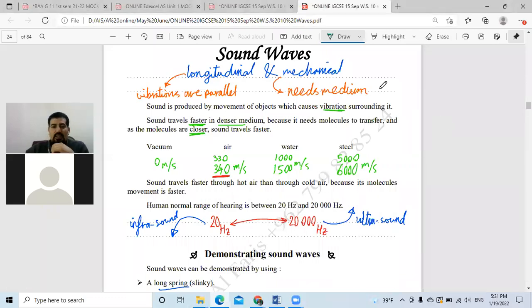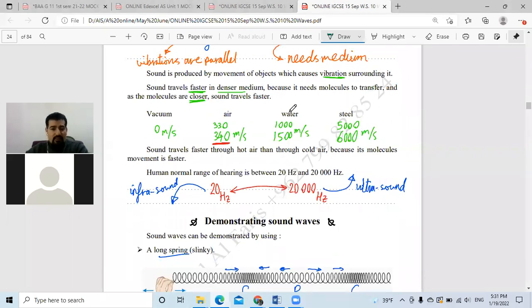Last time we were talking about sound waves, and we said that they are longitudinal and mechanical waves. Longitudinal means the vibrations are parallel to the direction of the wave propagation, and mechanical means any wave that's mechanical needs a medium to travel through. Whenever the medium is denser, the molecules make the wave travel faster.